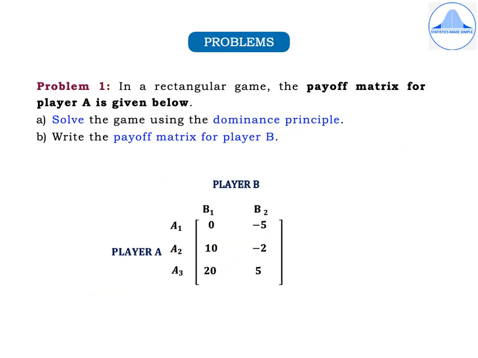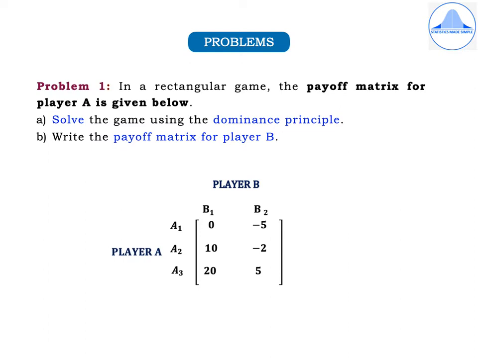Starting with the problems. Problem 1. In a rectangular game, the payoff matrix for player A is given below. First subdivision, solve the game using the dominance principle. Second subdivision, write the payoff matrix for player B.